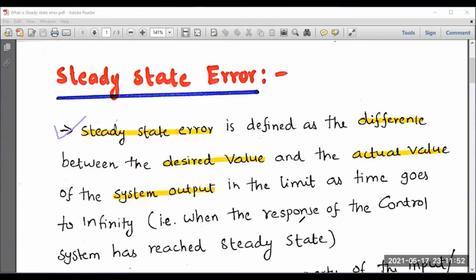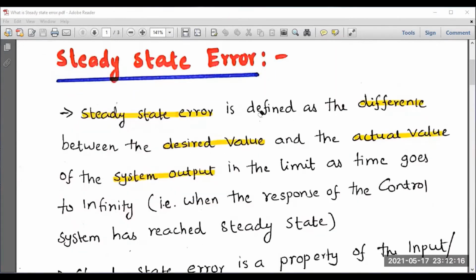You know that this is when the response of the control system has reached steady state. So this is the definition of steady state error. It is the difference between the actual value and the desired value. Actual value means the real time value, and the desired value means the input. There must be a difference when the time t goes to infinity. So that is the definition of steady state error.